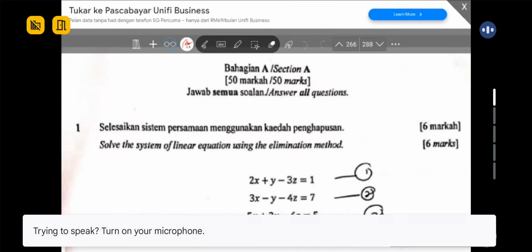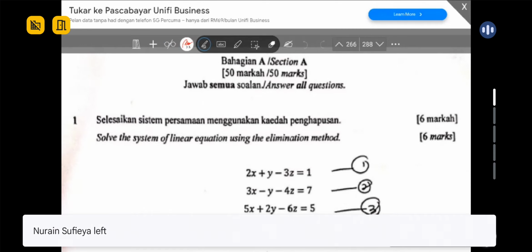Okay, guys. So we start now. Okay, so guys, this is the first question. Soalan pertama for paper 2 at maths.